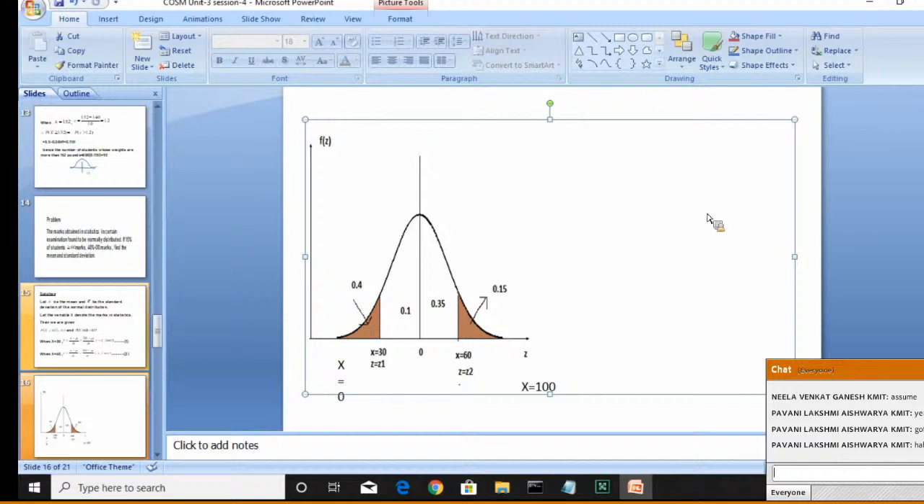Okay, so I got Z1 and Z2. Is it clear or not? Take it, all of you. The two slides which I have shown, are they clear or not?